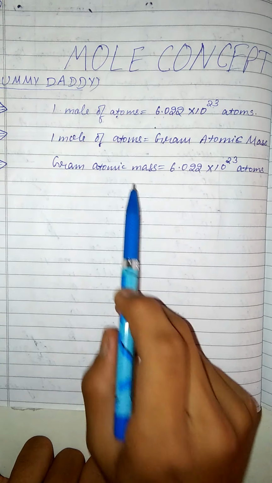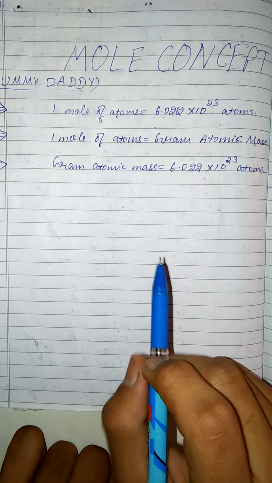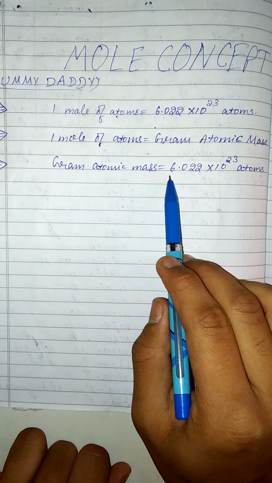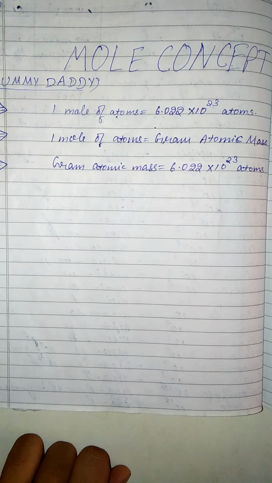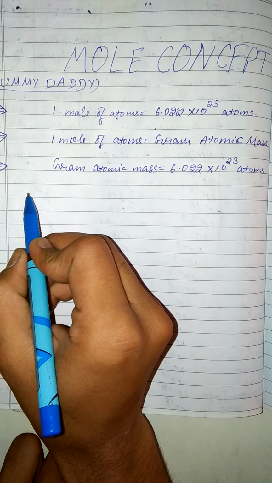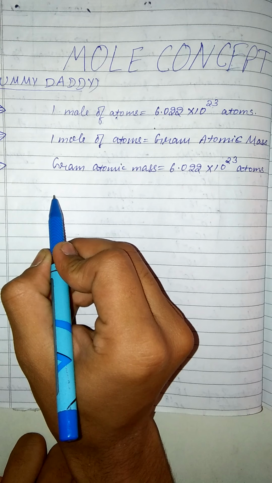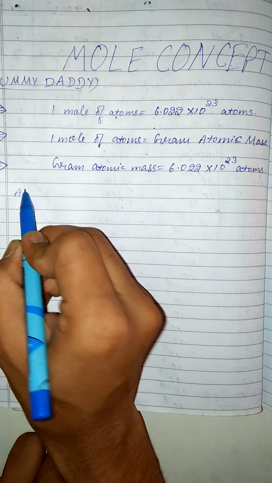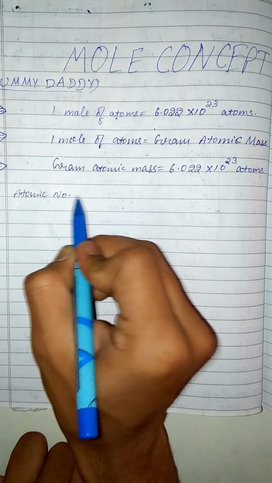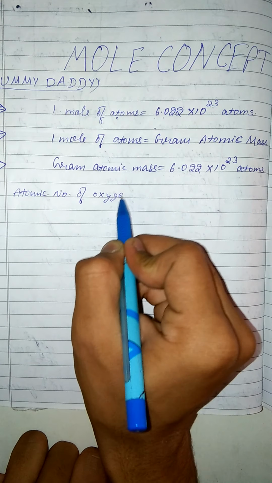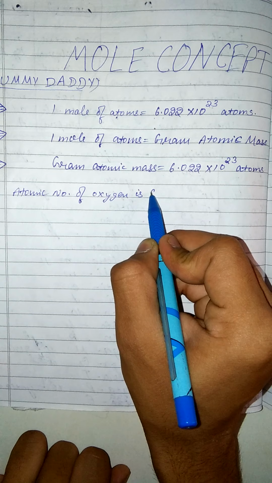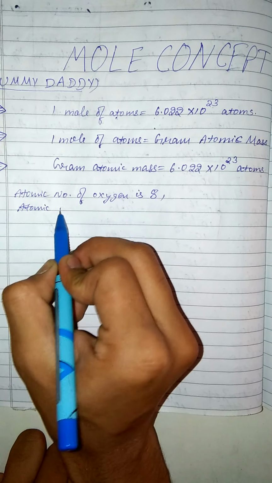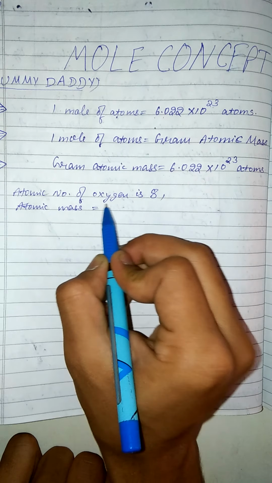So as an example, if we take the gram atomic mass of the atom of some element, it will contain this amount of atoms. We take the example of oxygen, which means one atom of oxygen. Firstly, the atomic number of oxygen is 8, and its atomic mass is 16 units.